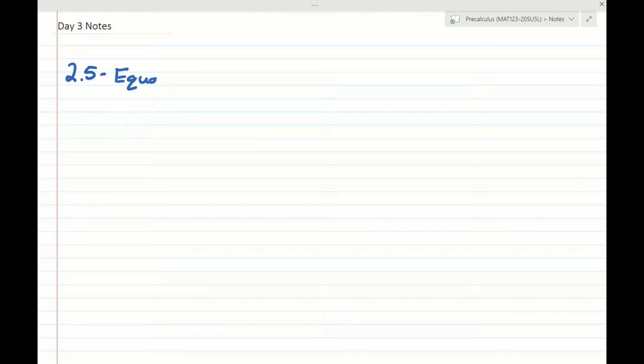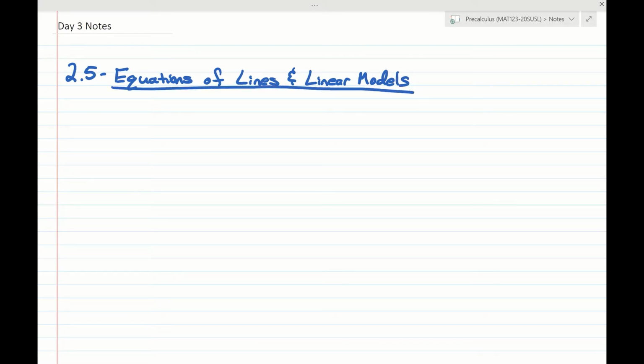Okay, so we're going to move on to section 2.5, which is called equations of lines and linear models. There's three different ways that we could write an equation of a line, three standard ways.